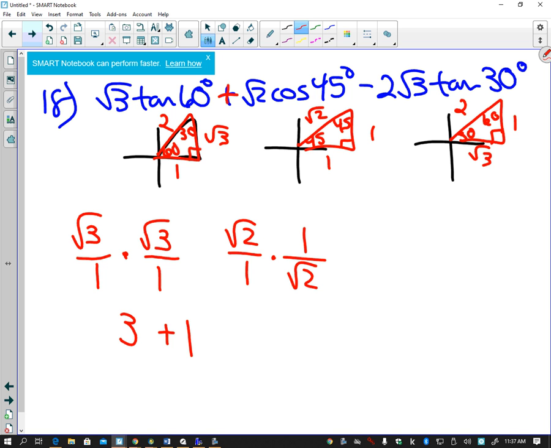Okay? Now this has a minus, so let's go ahead and bring that down. We're going to say 2 radical 3 over 1 times tangent of 30. So tangent is what? All right, what is opposite of my reference angle here?